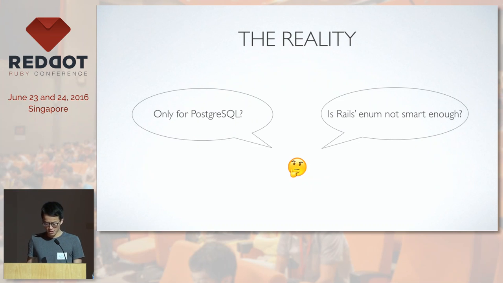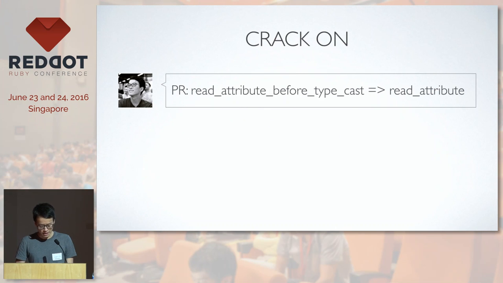And then I think, okay, there might be a problem, because Rails must be smarter than this. But wait, enum accepts strings like draft, and it should never convert the string to an integer automatically. At last, I decided I want to make a pull request to replace read attributes before typecast with read attributes, which basically does the typecasting.